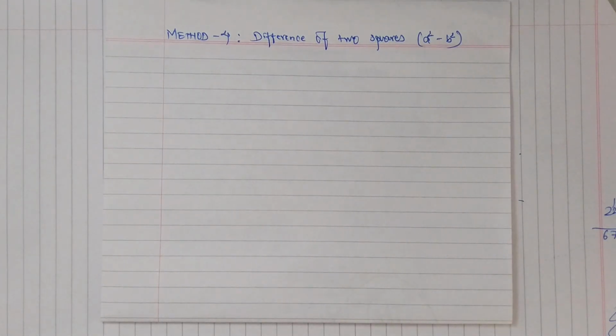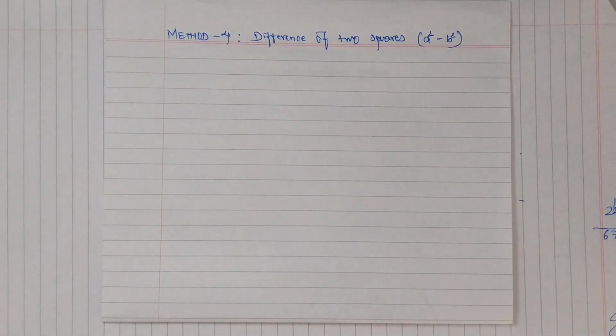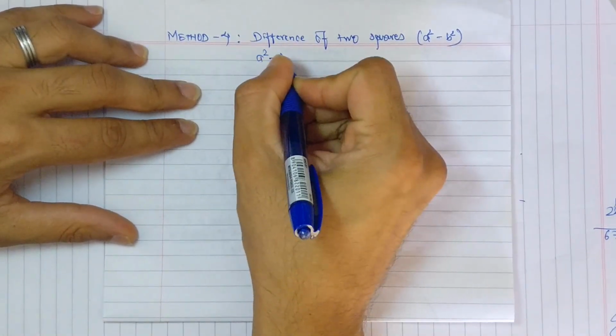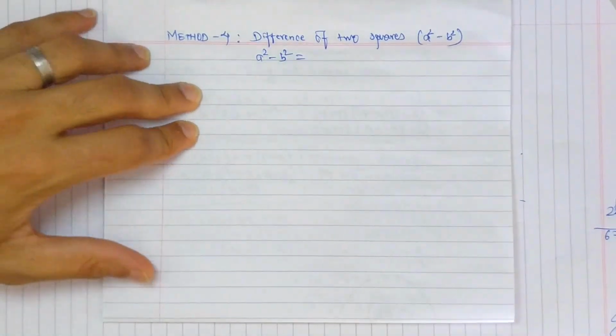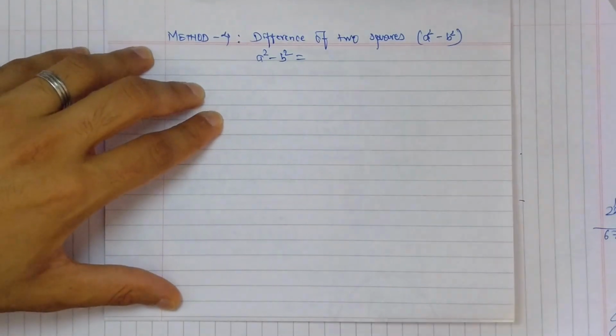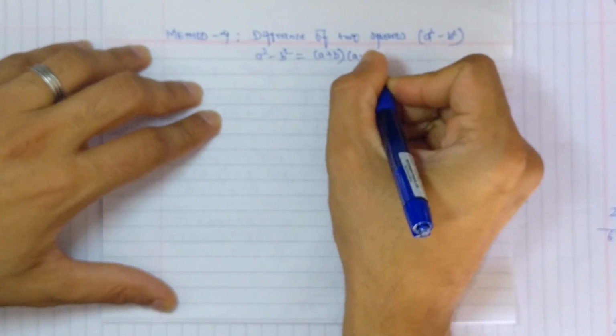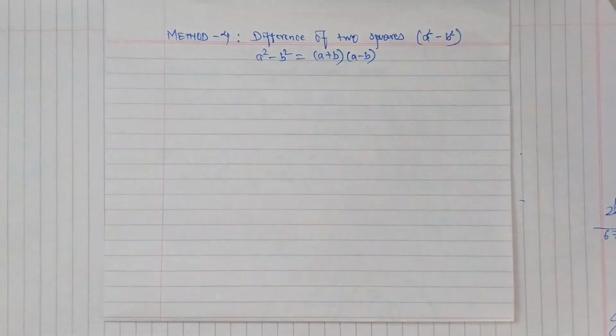The next method is difference of two squares, a square minus b square. Now before we begin, do you know what is a square minus b square? The identity a square minus b square is a plus b into a minus b, difference of two squares.